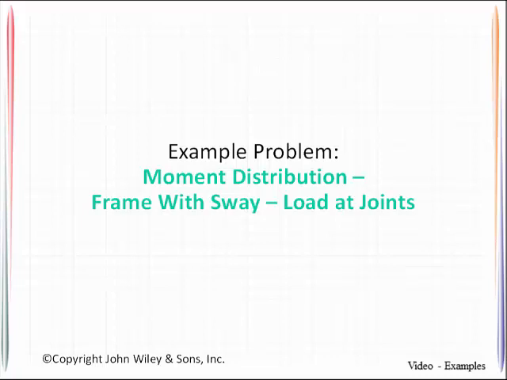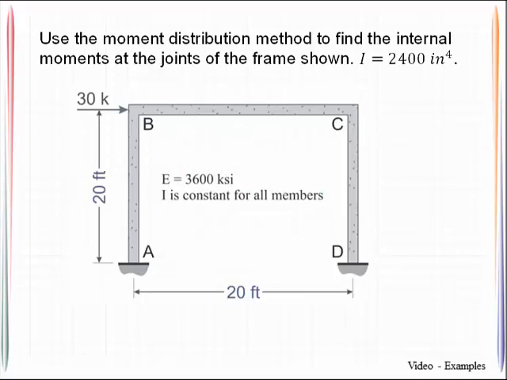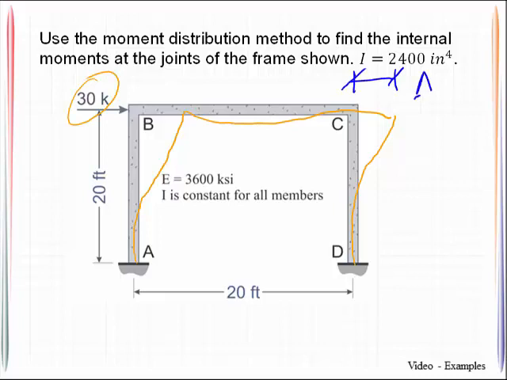Well, hello again. In this example, you will learn how to perform moment distribution on a frame which has loads at the joints and as such experiences sway. We will look at this simple portal frame which has a 30 kip load being applied here. And just to confirm, you get a displaced shape that looks something like this, and there is going to be some kind of a displacement that occurs up here. And so this frame does indeed have sway.